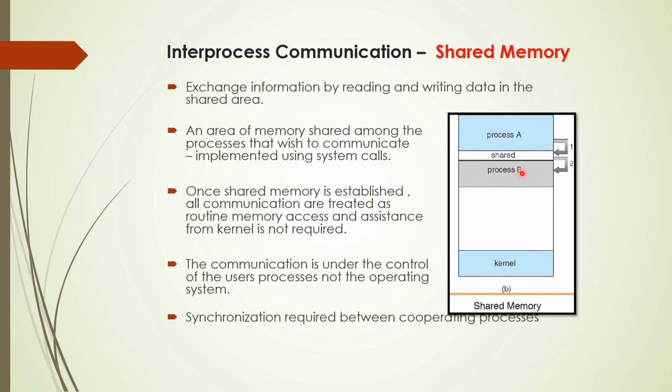Also, synchronization is required between cooperating processes. If there is a shared file and process A and process B are writing to the file at the same time, one may overwrite the file content of the other. For example, process A is writing to the file, then process B is again writing to the file, so process B will overwrite the content of A. The content which process A wrote to the file will be lost. That is why some form of synchronization is required.